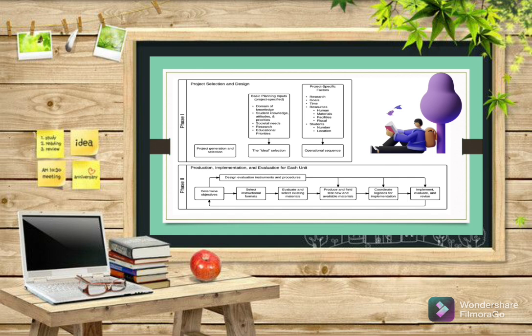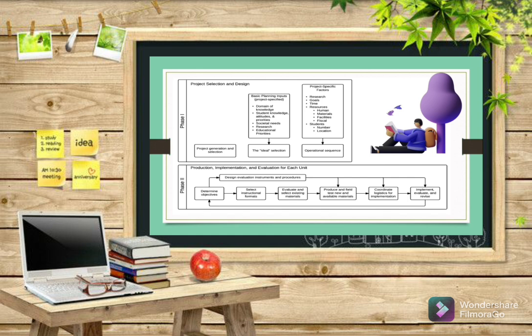The second phase of the model allows curriculum workers to design for the production and implementation of the curriculum, and emphasizes the importance of the evaluation of instructional materials to ensure the smooth implementation of the curriculum. So the model involves a series of tasks which, if carefully followed, may result in a relevant and effective curriculum.